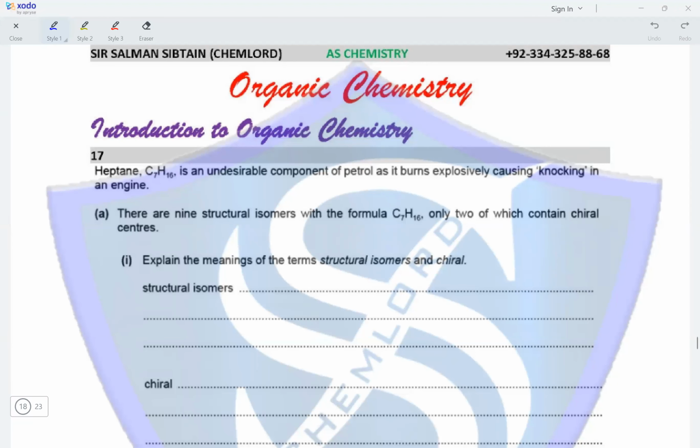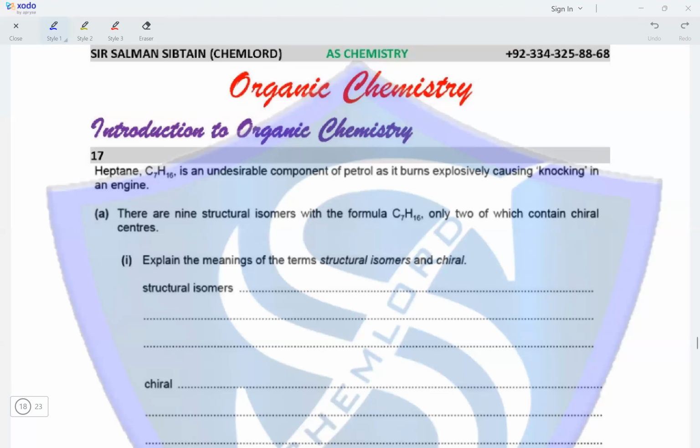Question 17. Heptane C7H16 is an undesirable component of petrol as it burns explosively, causing knocking in an engine. There are 9 structural isomers with the formula C7H16, only 2 of which contain chiral centers. Explain the meaning of the terms structural isomers and chiral.